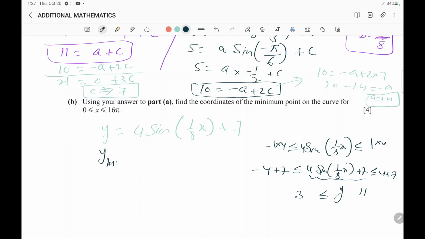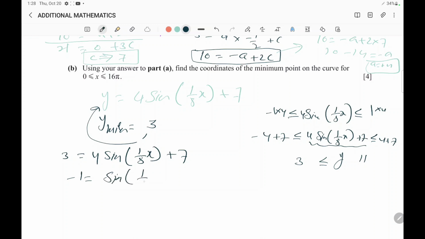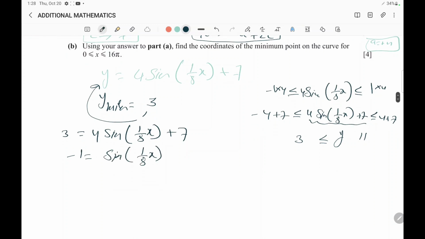So we can say y minimum is 3, but we have to find x also. So we need to solve that. Just put 3 here to solve further. So 3 equals 4 sine of 1 over 8x plus 7. Now take 7 to the right side. 3 minus 7 is -4, and -4 over 4 is -1. So sine of 1 over 8x equals -1. Okay, that's great. Now, when can sine give you -1?